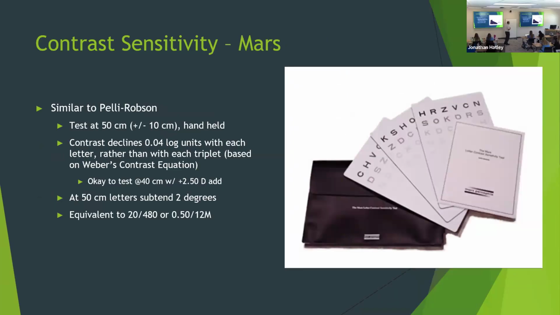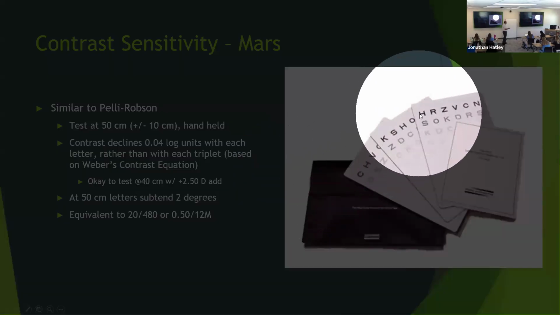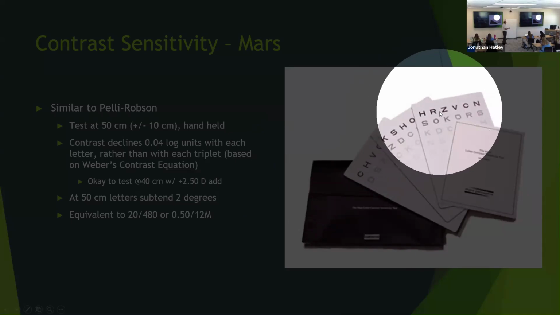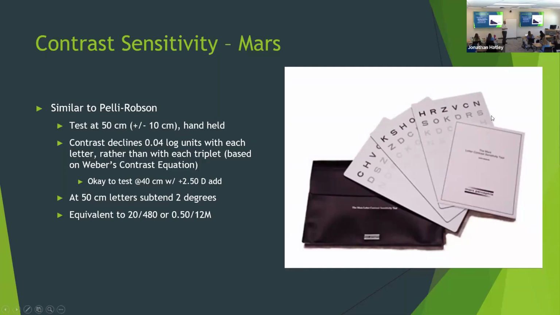The chart that we use in clinic is the Mars chart, because it takes the Pelli-Robson and changes it just a little bit so that we can have a varying working distance. Working distance doesn't have to be quite as exact. It can be held anywhere between 40 and 60 centimeters without any major changes in contrast. This one has letters that decrease in contrast by 0.04 log units for every single letter. So the only letter on this chart that is 100% contrast is the very top left one, which in this case is the H. This one is 0.04 less, this one is 0.04 less than that, and so on and so forth.